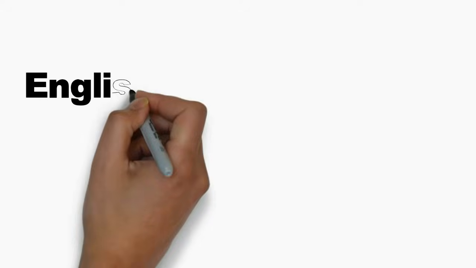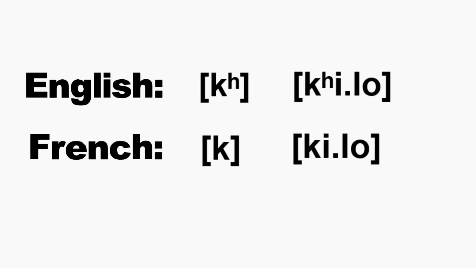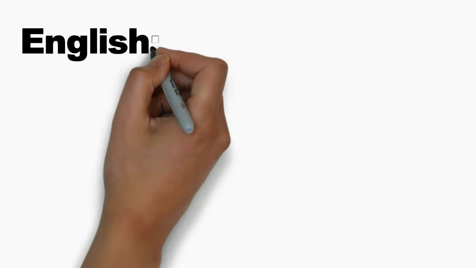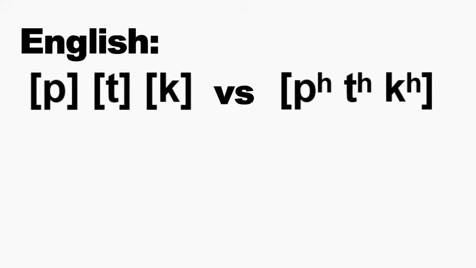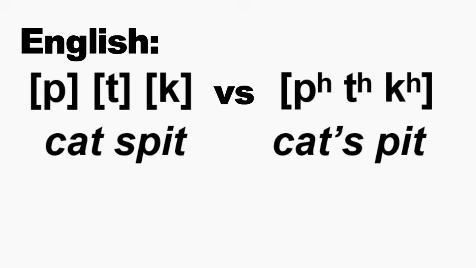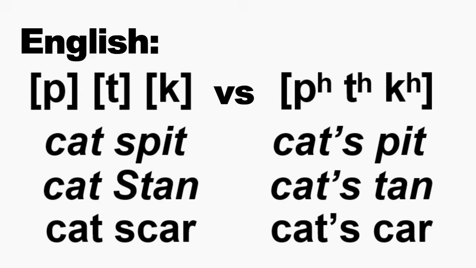This isn't K as in kilo. It's K as in kilo. English actually has both versions of these 3 consonants. It's how we tell the difference between cat spit and cat's pit, my cat's stand and my cat's tan, and cat scar versus cat's car. It's just that we don't usually talk about these things.